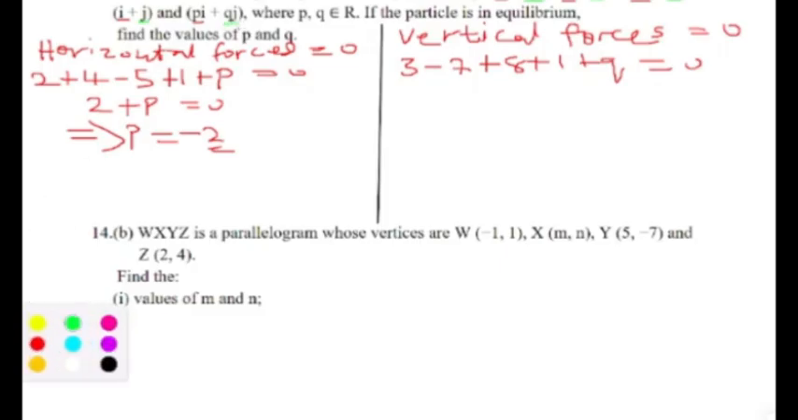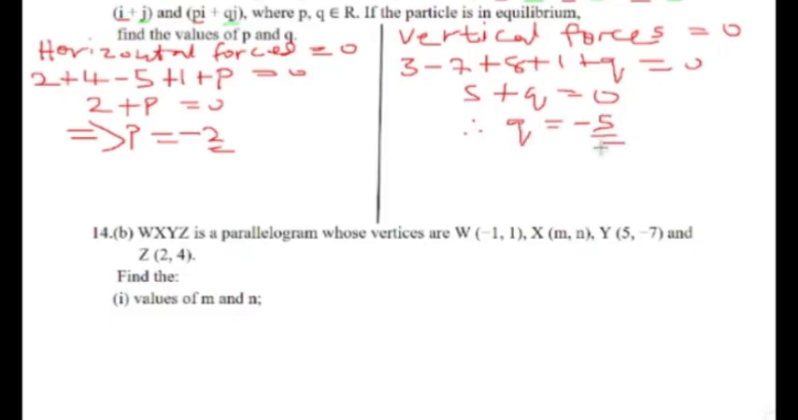So what do we do here? We simply collect like terms like before. 3 plus 8 is 11. 12 minus 7 gives us 5. So it becomes 5 plus Q equals 0. Therefore, we see that Q is equal to -5. So we have found that already.